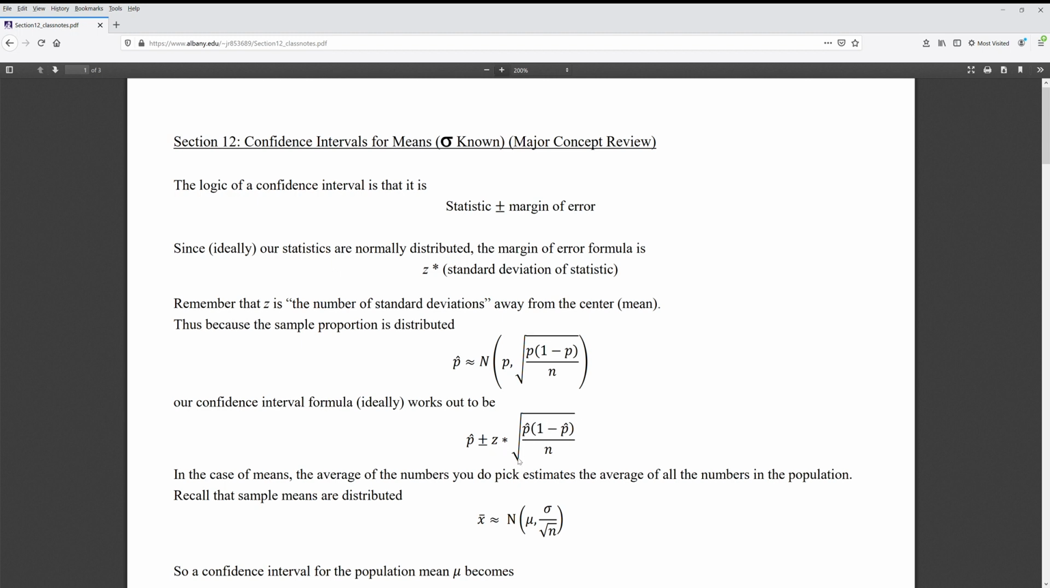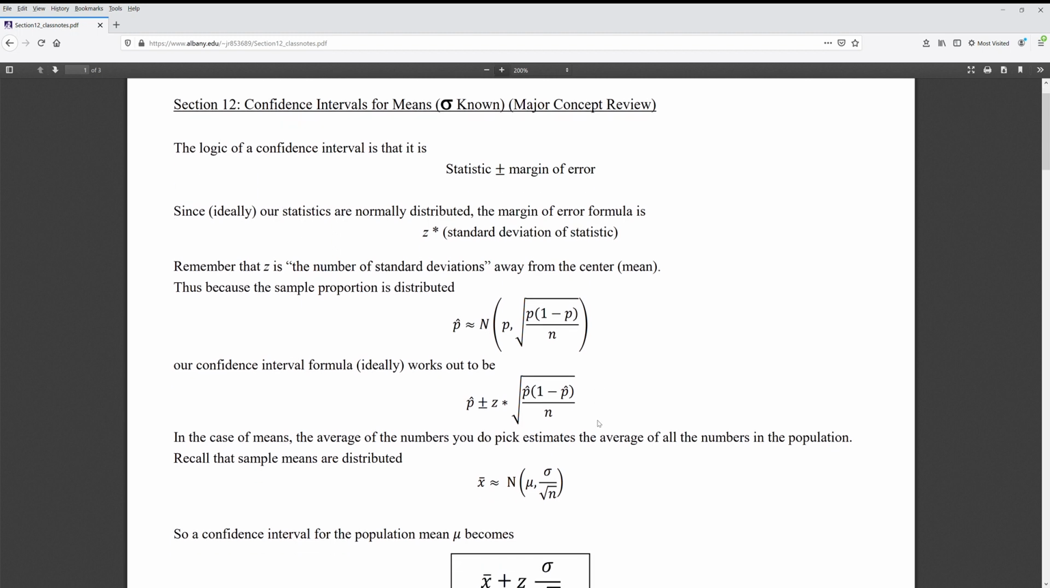Well, from Section 8, we know it was supposed to be the square root of p times 1 minus p over n. But of course, if you knew p, you wouldn't have to estimate p, so we had that fudge factor of the hat in the formula. So it's the closest thing we have to statistic plus or minus z times standard deviation of statistic. The logic for means will be exactly the same.